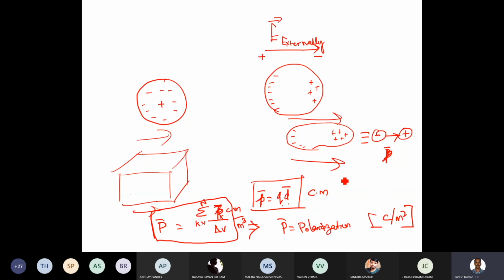So the observation here is that the unit of polarization is coulomb per square meter. We already have a quantity called electric flux density, d vector, whose unit is also coulomb per square meter. So at this stage, you need to understand that some relationship exists between polarization and electric flux density. That's what we are going to see now.